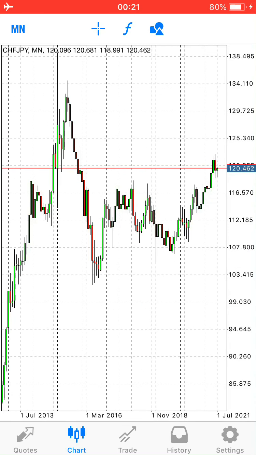I'm back again. So today I will be doing the breakdown analysis of CHFJPY, right? So I'm on a monthly time frame, guys.